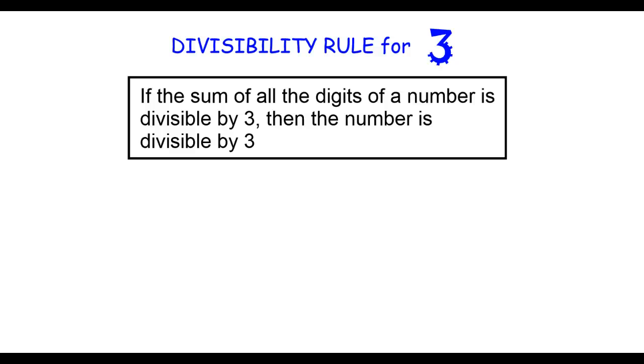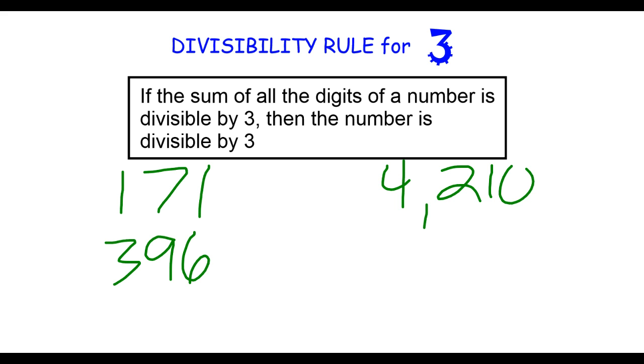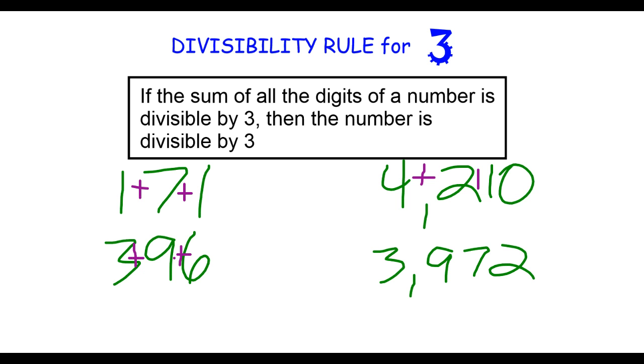So let's take a few different 3 or 4 digit numbers here. 171, 396, 4,210, and 3,972. So now when we talk about the sum of the digits, we really mean breaking the number apart. So we have 1 plus 7 plus 1, 3 plus 9 plus 6, 4 plus 2 plus 1 plus 0. The digits, of course, being those single numbers that make up the pieces of a number in our place value system. Well, for 171, 1 plus 7 plus 1 is equal to 9.